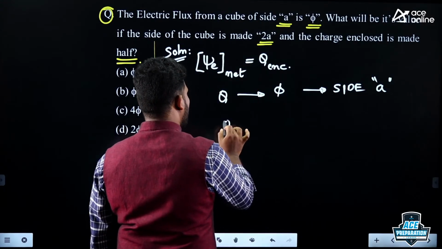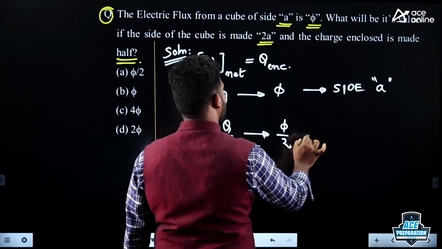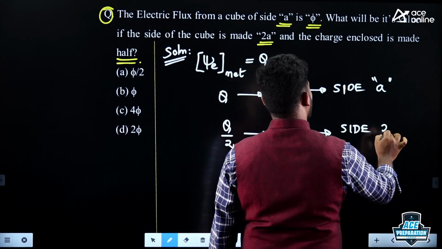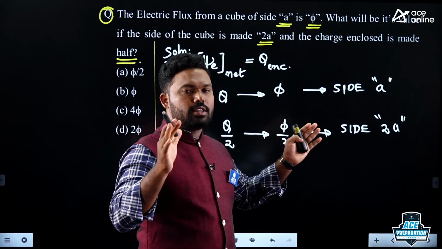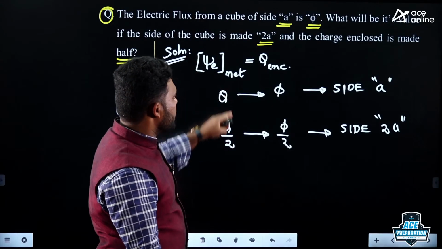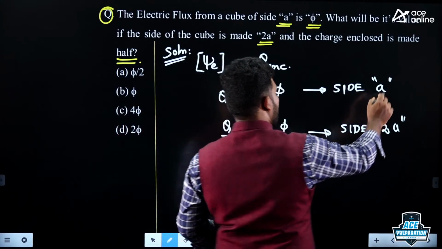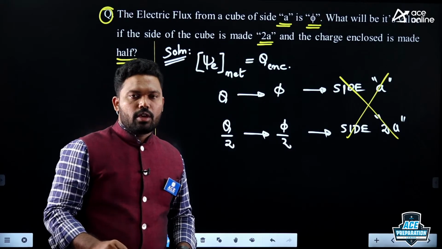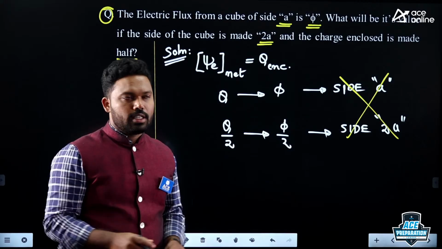If the charge enclosed is halved, then what happens? Flux will also be halved. So with the side 2A, whether you are having this much size or this much size, it doesn't matter. What matters is whether the charge is enclosed or not. In these two cases, charge is enclosed. So the dimension of the Gaussian surface doesn't matter. Only thing is the charge must be enclosed. It must not be outside. If it is outside, you should not consider that.